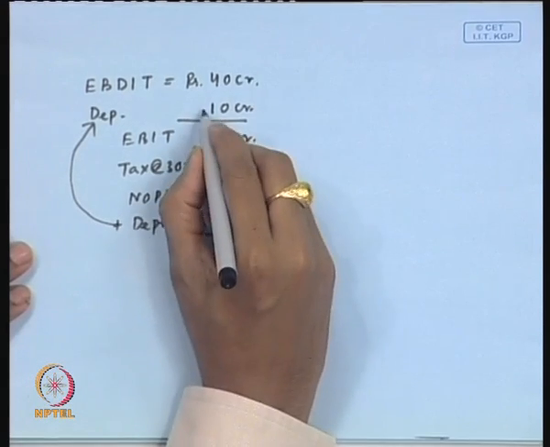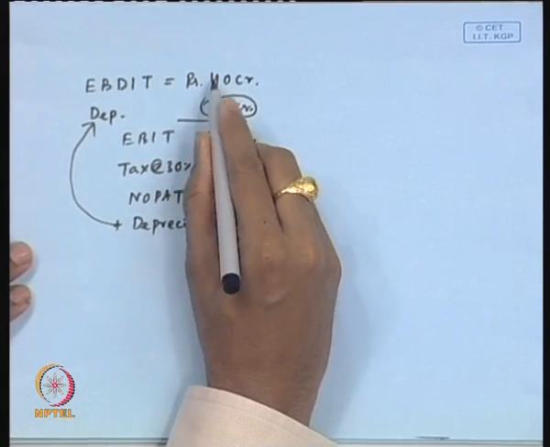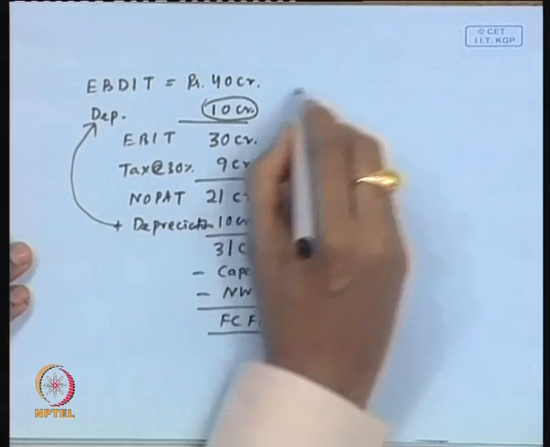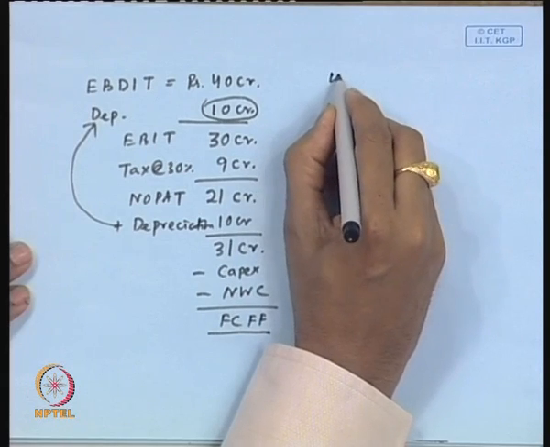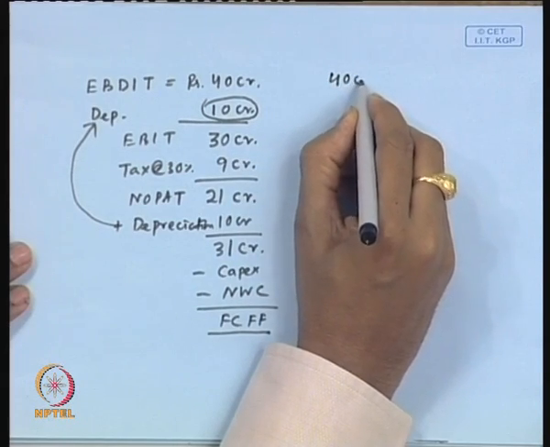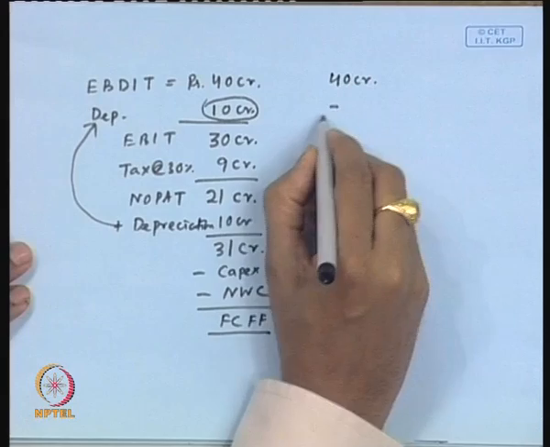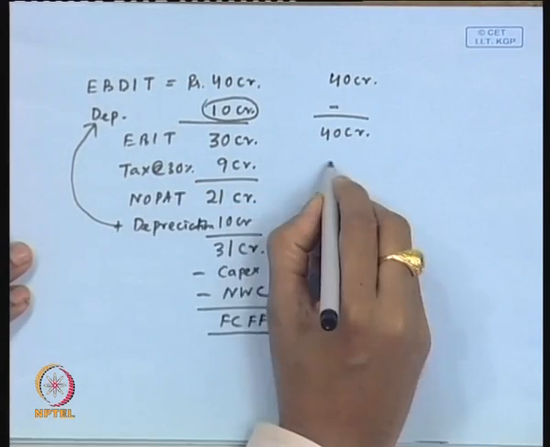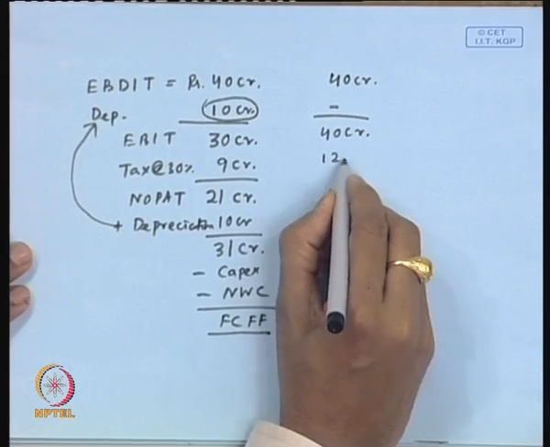So, this depreciation has been taken out from this 40 because tax is good. If this depreciation is not taken out, take a company that has not got any depreciation to claim. So, this is nil. So, this becomes now 40 crore. The tax at 30% becomes now 12 crore.